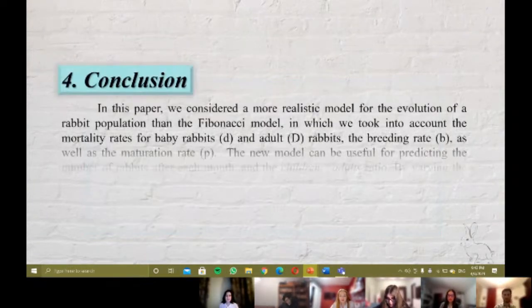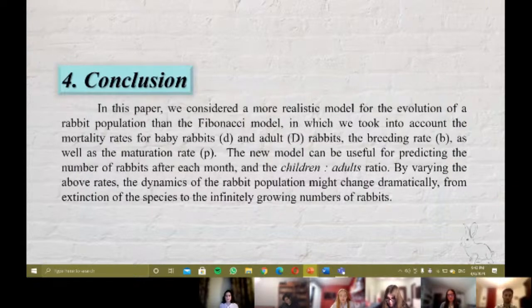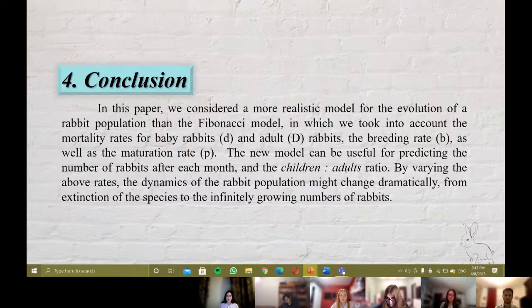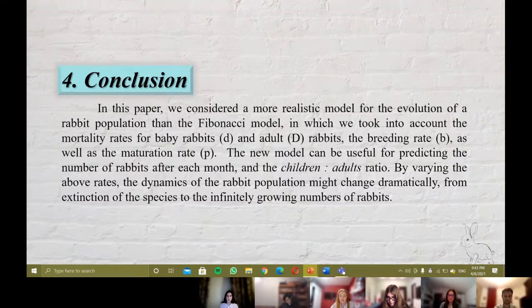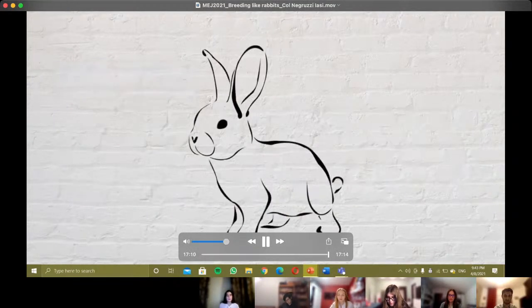Thank you, Sabrina. So in conclusion, in this paper, we considered a more realistic model for the evolution of a rabbit population than the Fibonacci model, in which we took into account the mortality rates for the baby rabbits and adult rabbits, the breeding rate, as well as the maturation rate. The new model can be useful for predicting the number of rabbits after each month and the children-adults ratio. By varying the above rates, the dynamics of the rabbit population might change dramatically, from extinction of the species to the infinitely growing number of rabbits. We want to thank you all for paying attention.